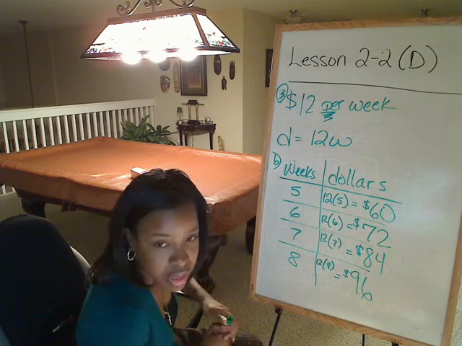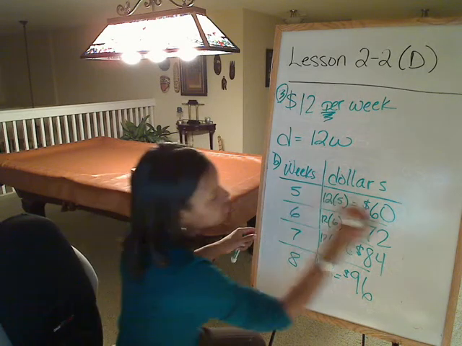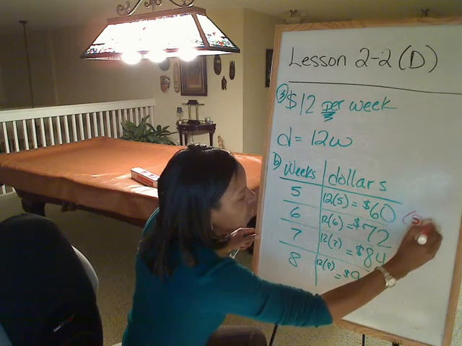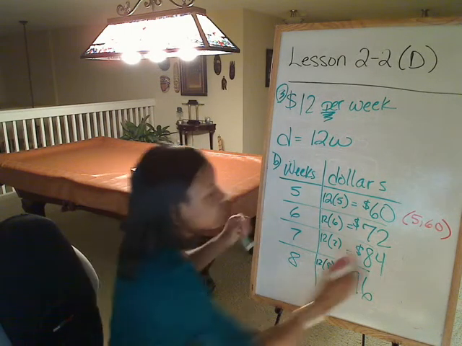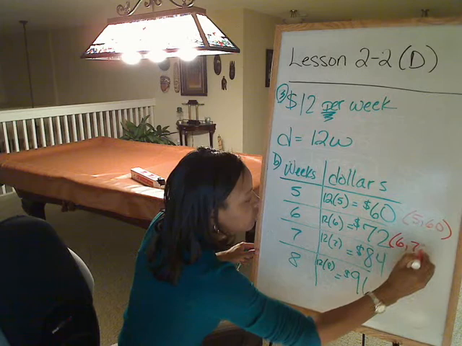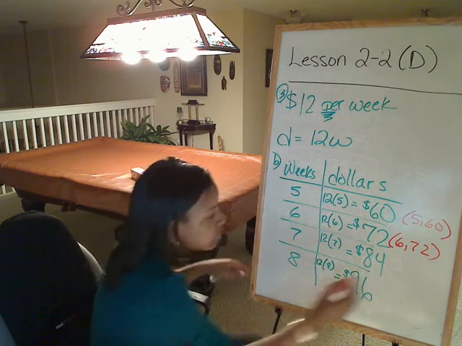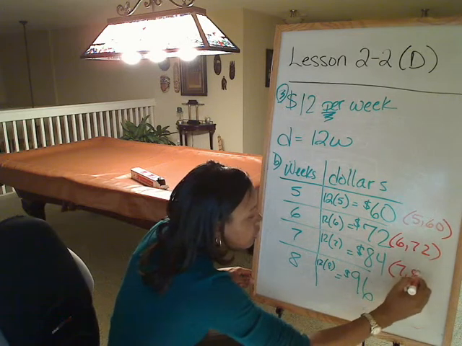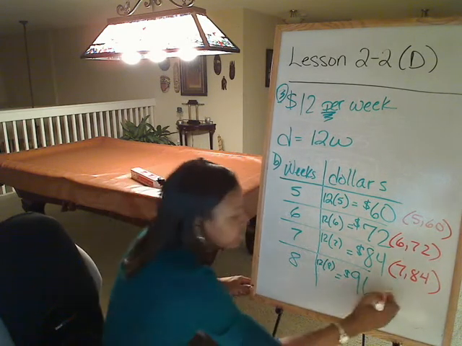And then they said to graph the ordered pairs. So what are the ordered pairs? The first ordered pair is (5, 60). The second ordered pair is (6, 72). The third ordered pair is (7, 84). (8, 96) is the last ordered pair.